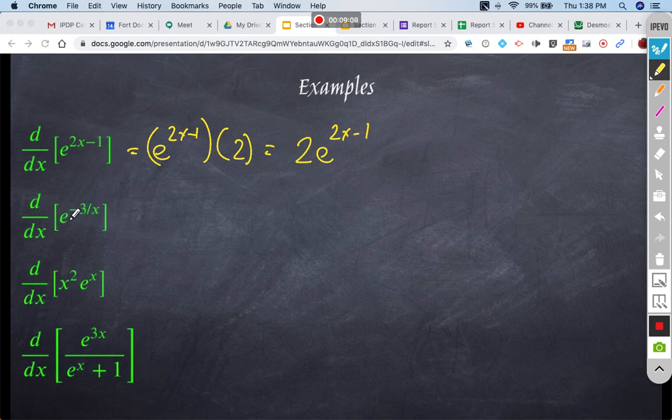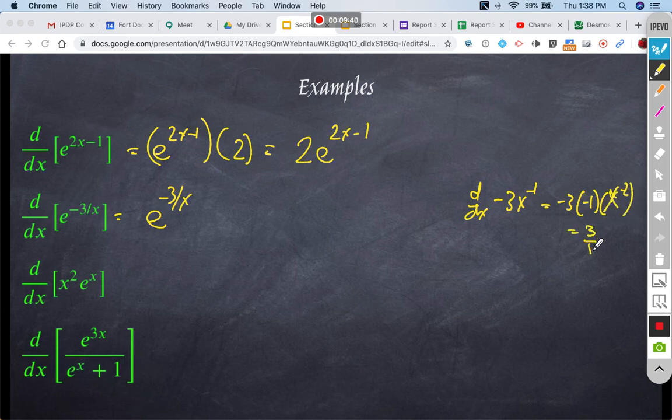We take the derivative of e to the negative 3 over x. That's going to be e to the negative 3 over x, and then the derivative of negative 3x to the negative 1 is negative 3 times negative 1 times x to the negative 2. So that's 3 over x squared. So that's going to be 3e to the negative 3 over x divided by x squared.